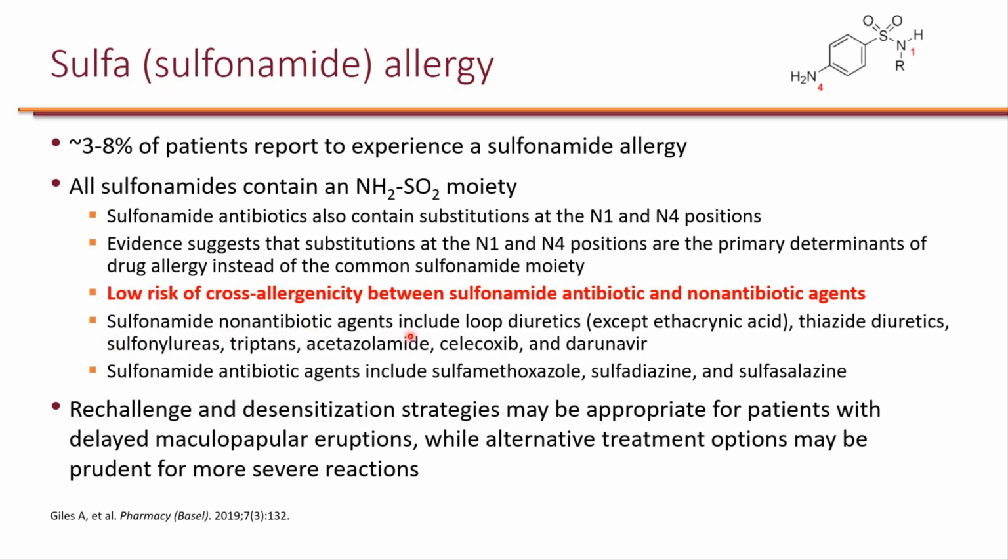And in general, sulfonamide non-antibiotic agents include loop diuretics like furosemide, thiazide diuretics, so hydrochlorothiazide, for example, sulfonylureas, triptans that are used for migraine, acetazolamide, celecoxib, which is a COX-2 inhibitor, as well as some protease inhibitors for HIV, such as darunavir. And sulfonamide antibiotics, for the most part, include sulfamethoxazole, which we use for UTIs in combination with trimethoprim. But there's also sulfadiazine as well as sulfasalazine.